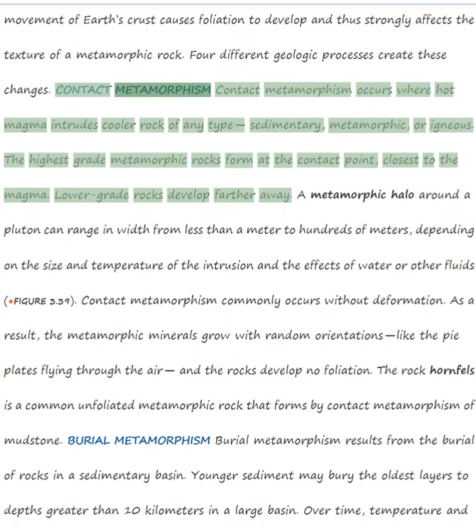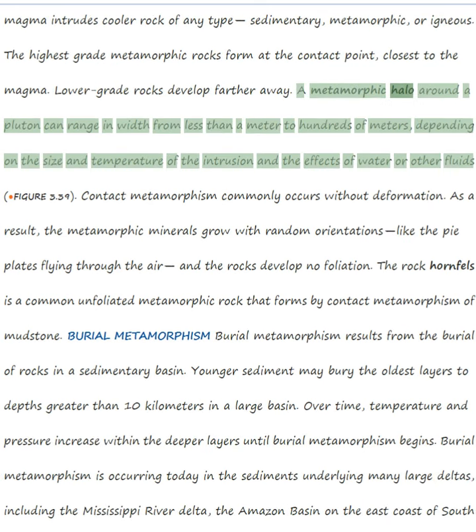Contact metamorphism. Contact metamorphism occurs where hot magma intrudes cooler rock of any type: sedimentary, metamorphic, or igneous. The highest grade metamorphic rocks form at the contact point, closest to the magma. Lower grade rocks develop farther away. A metamorphic halo around a pluton can range in width from less than a meter to hundreds of meters, depending on the size and temperature of the intrusion and the effects of water or other fluids.